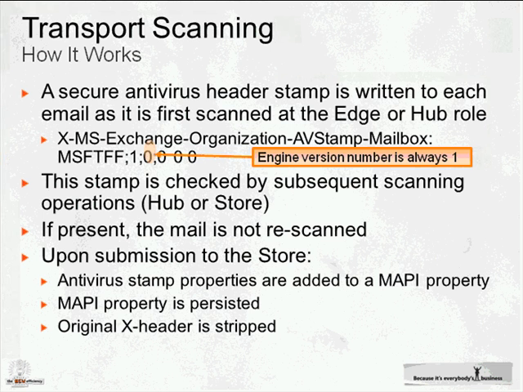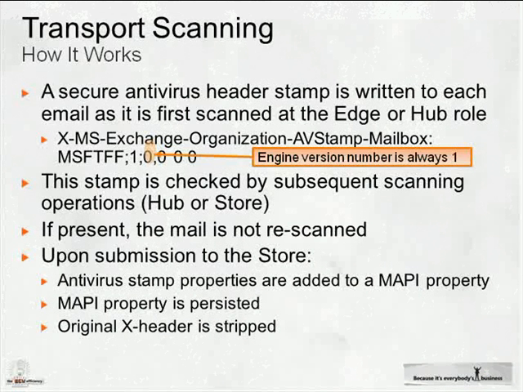The antivirus stamp, which is used in Exchange Server 2007 to minimize duplicate scanning on the edge transport, hub transport, and mailbox server roles, is carried with the email. The antivirus stamp prevents mail from being scanned again at various transit points and when it is first deposited in the store.